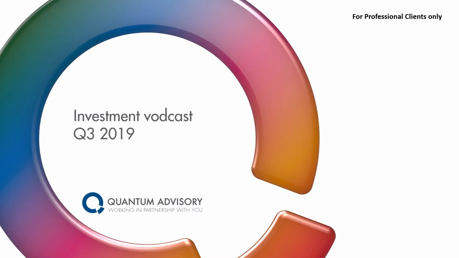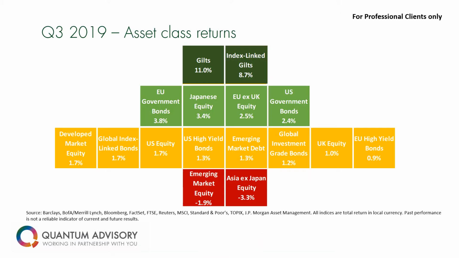We will start by discussing the performance of major asset classes over the quarter, followed by some of the macroeconomic events and data across the regions. This slide sets out the returns generated by a range of key asset classes over the third quarter. It was generally another positive quarter for most asset classes, however volatility remained heightened throughout the period.